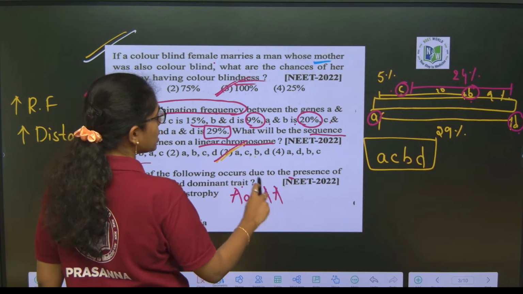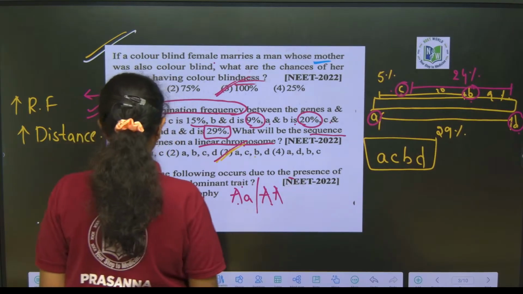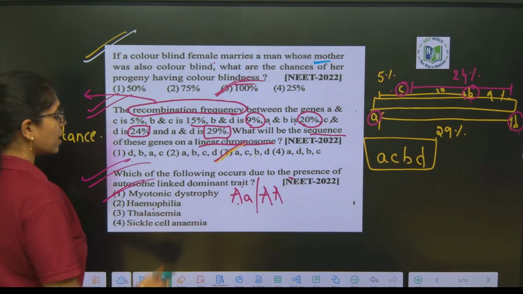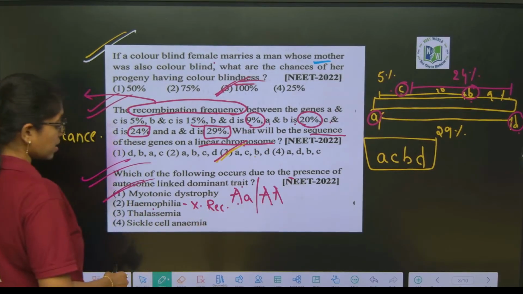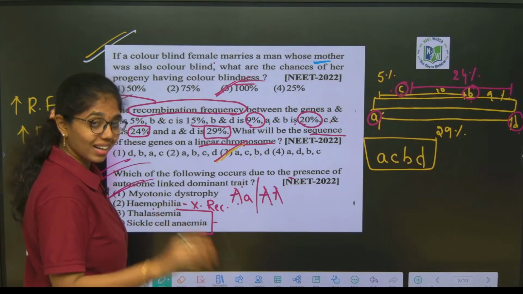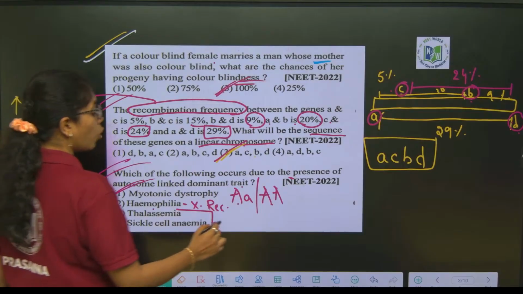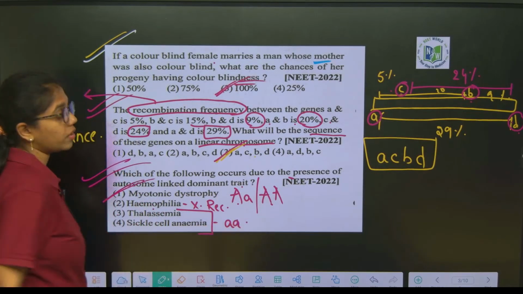You can see disease both in the homozygous and heterozygous condition of the autosomes. So, here the right answer is option 1. Hemophilia is X-linked recessive. Thalassemia and sickle cell anemia are autosomal recessive disorders, where the disease is observed only in the homozygous recessive condition.